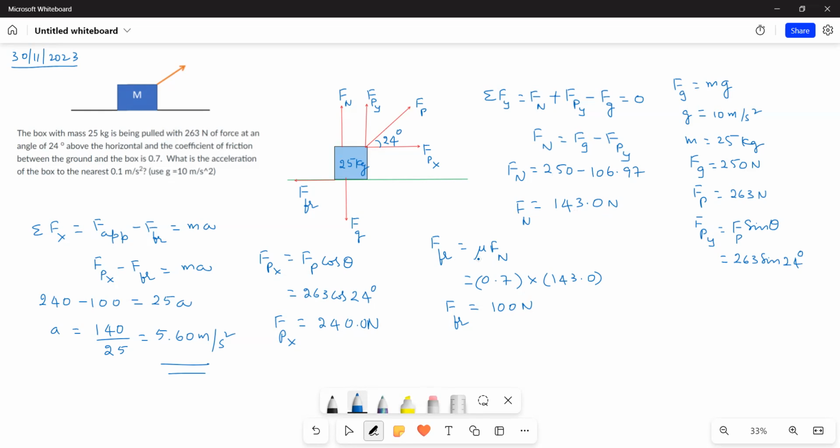We know F friction is equal to mu Fn. Therefore, friction is equal to 0.7 times 143. F friction is equal to 100 newtons. Now we will write the x direction forces. Sigma Fx is equal to F applied minus F friction is equal to ma is the equation.